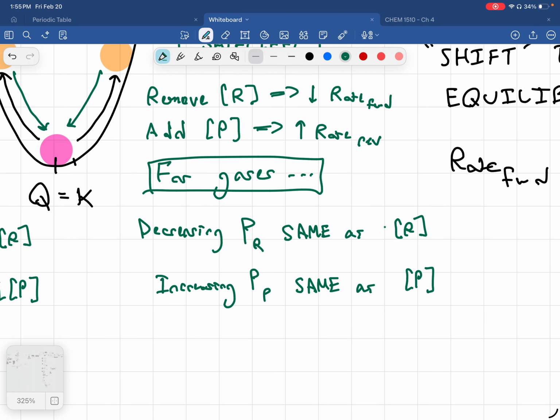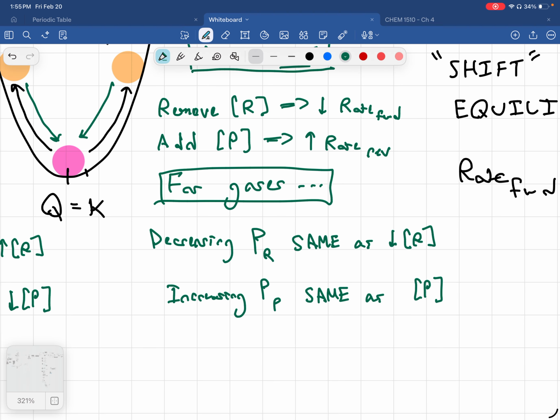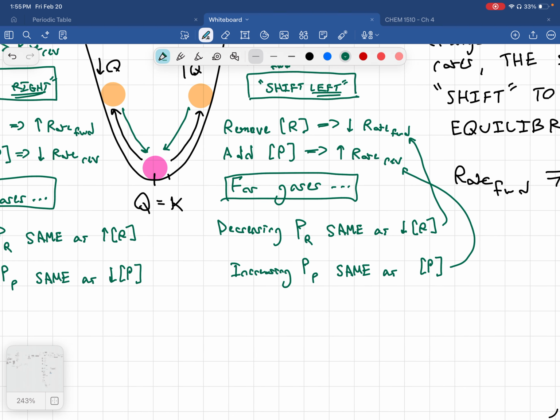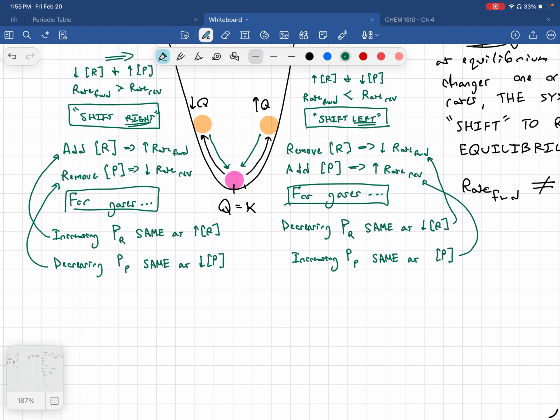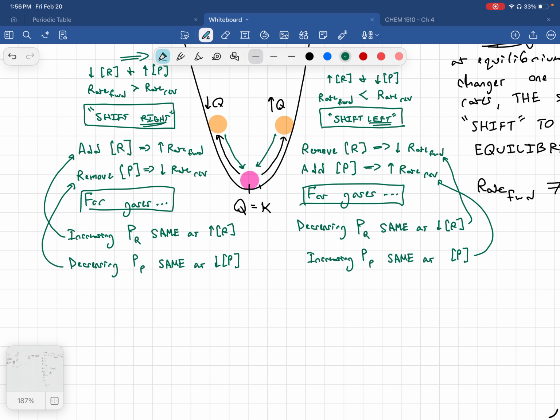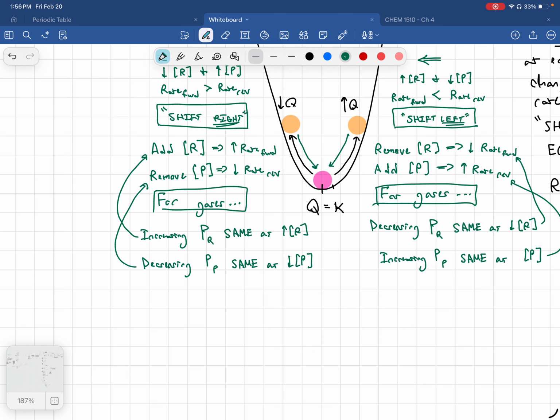So again, decreasing the pressure of a gaseous reactant has the same effect as decreasing the concentration of a reactant. And again, increasing the partial pressure of a gaseous product is the same as increasing the concentration of a product.